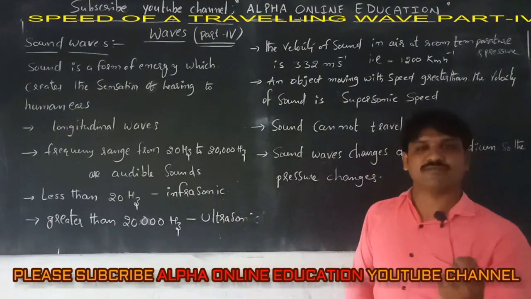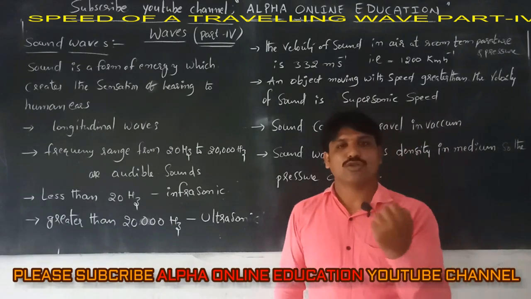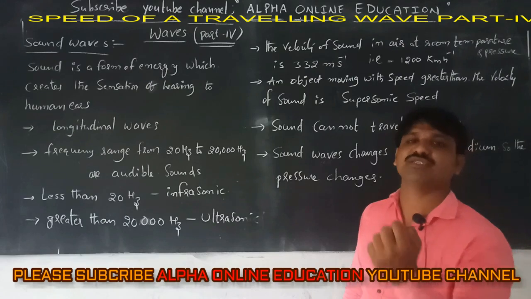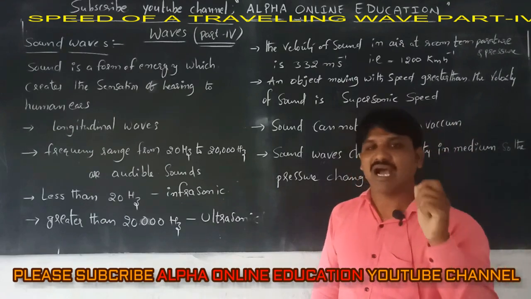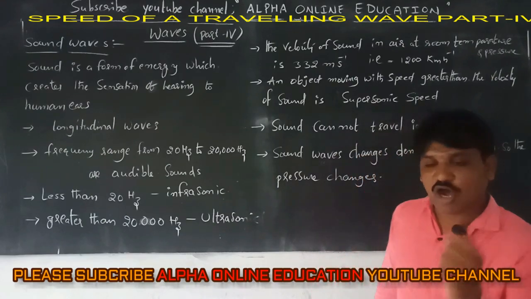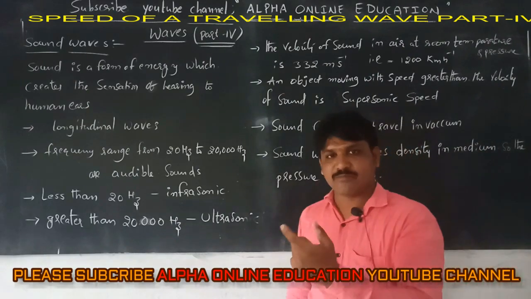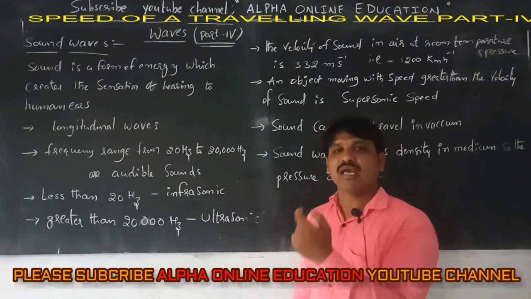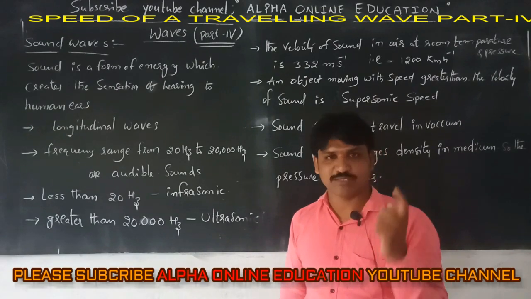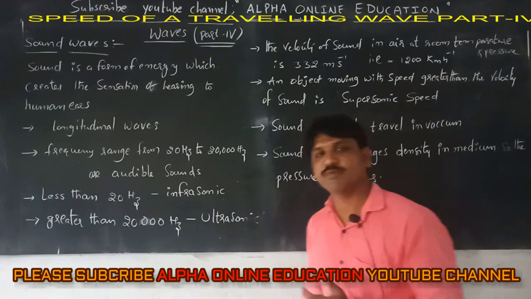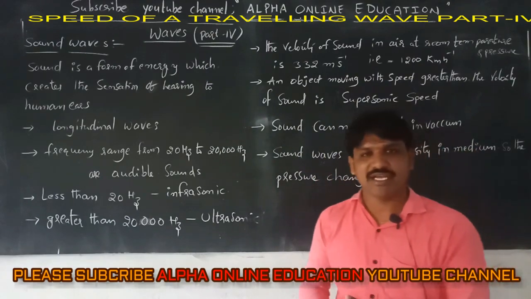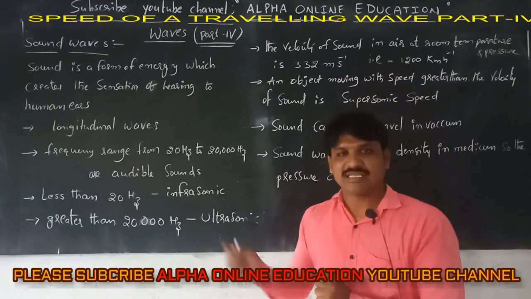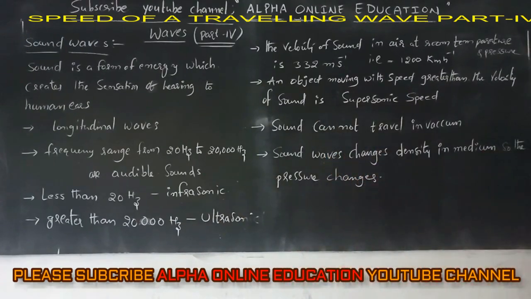The velocity of sound in air at room temperature and pressure is 332 meters per second, which is 1200 kilometers per hour. Objects traveling at greater than the speed of sound are said to have supersonic speed. Without a medium, sound cannot propagate or travel. This is about sound waves.